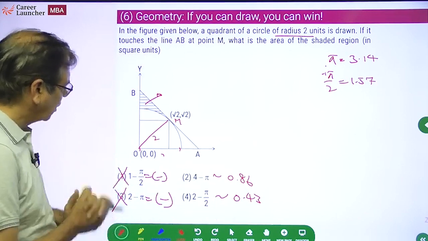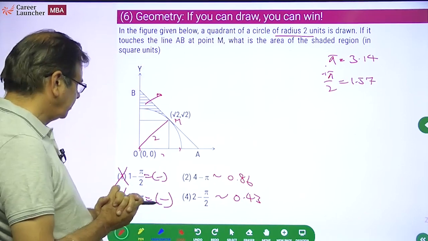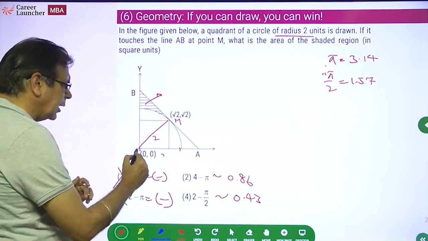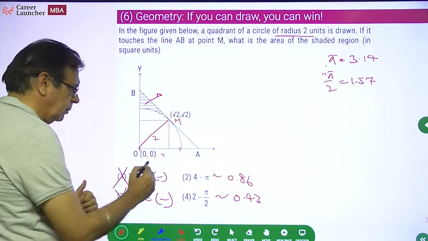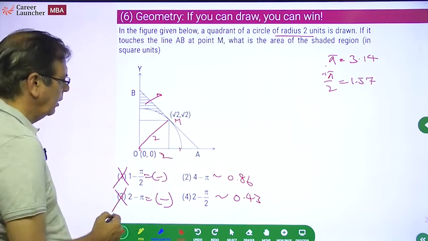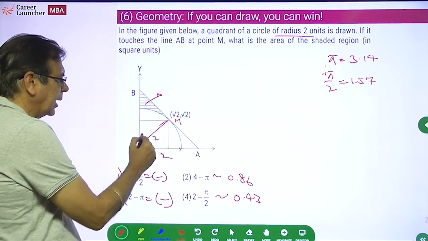Okay. Now look at this figure. Two ways of doing this question. Okay. Now when you look at this particular figure, this is 2. If this is 2 and this is 2, this is the diagonal, what will be the side?